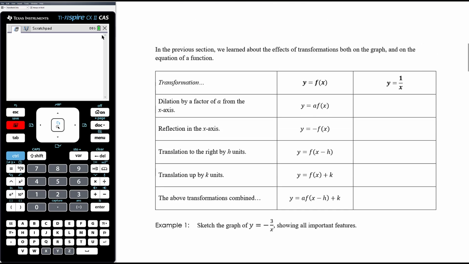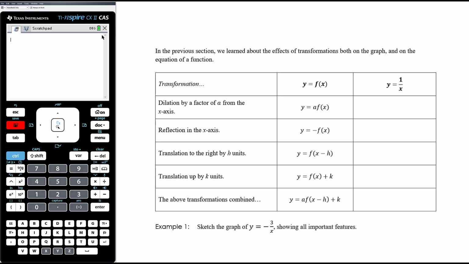Okay, so in the previous section we learned about the effects of transformations, both on the graph and on the equation of a function. So we learnt that when we're dilating by a factor of a from the x-axis, the equation is multiplied by a, so a times f of x. Now, if our function is 1 on x, as it is in this case, when we do a times f of x, that's going to be a times 1 on x, which we would write as a over x. So when we have the equation y equals a over x, that's the graph of 1 on x, the hyperbola, dilated by a factor of a from the x-axis.